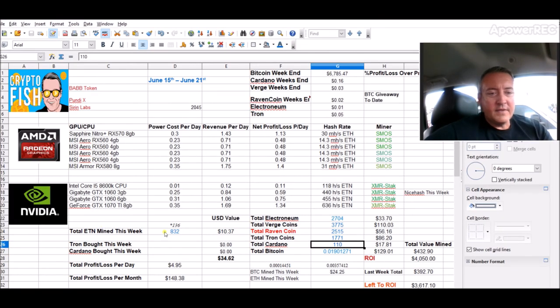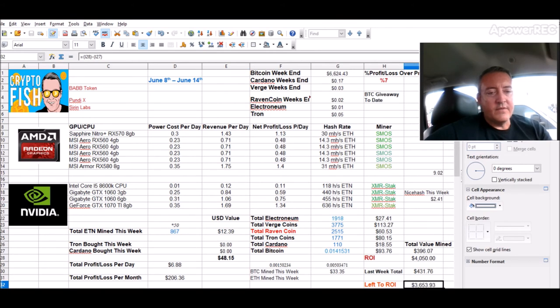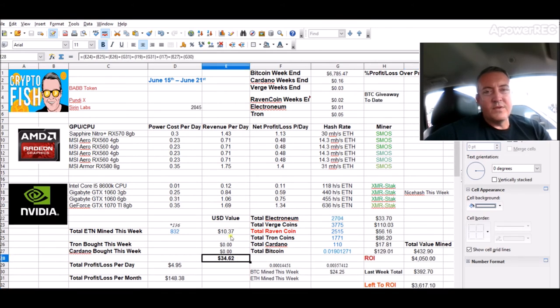So here we are. Total ETN mined so far this week, 832. Total value of Bitcoin mined this week, $24.25. I do not think I will be hitting $48 like I did last week, $48.15. Sitting at $34.62 right now. I don't see us getting to the 48, probably low 40s, and that's about it. NVIDIA rig here, still mining the Electronium. AMD is still mining Ethereum, converting it to Bitcoin.